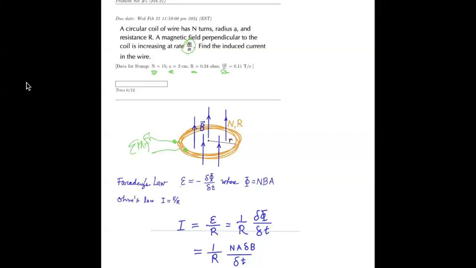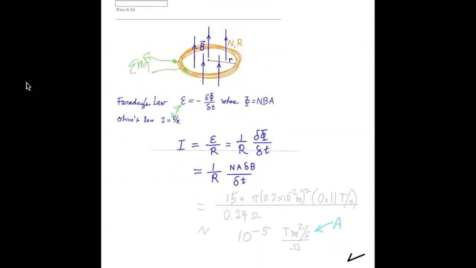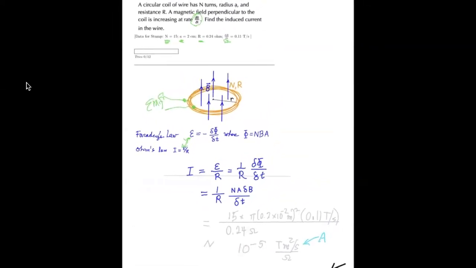And then, of course, Ohm's law says I is E over R. So this electromotive force will drive a current in the wire. And the size of that current will be this electromotive force divided by the resistance of the wire. So I is E over R, that's 1 over R dΦ/dt, not worrying about the sign. We're just calculating the size of the current, not the direction. So that's 1 over R dΦ/dt.